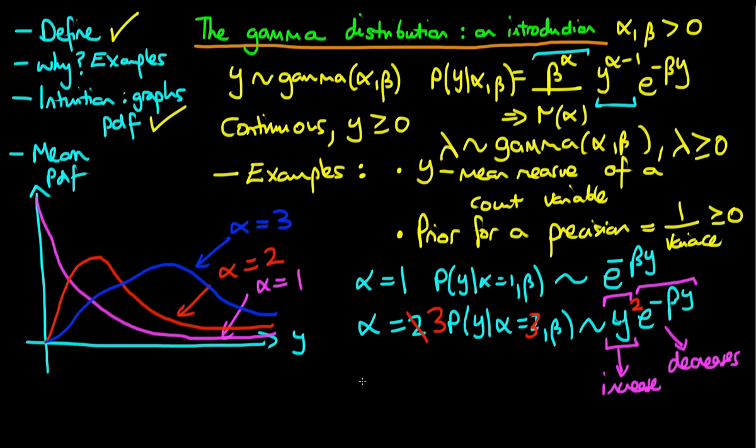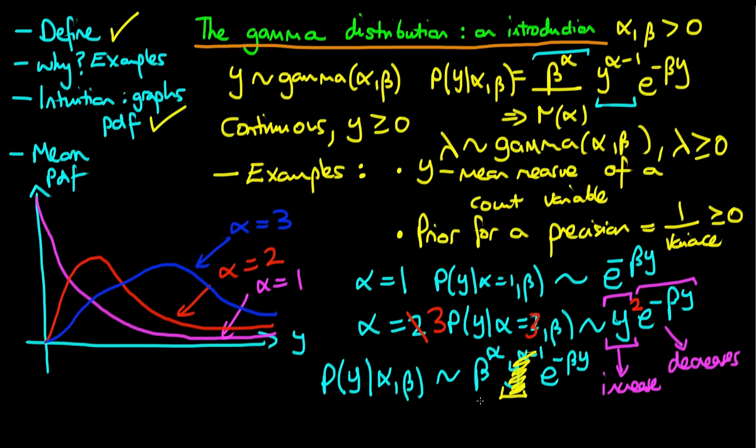Now we can think about the effect of changing beta in our distribution. For this, I'm going to think about the probability of y given alpha and beta as being given by beta to the power alpha times y to the power alpha minus 1 times e to the power minus beta y. And actually I'm going to forget about this middle term here because I'm keeping alpha the same. So all we've got here is beta to the power alpha times e to the power minus beta y.